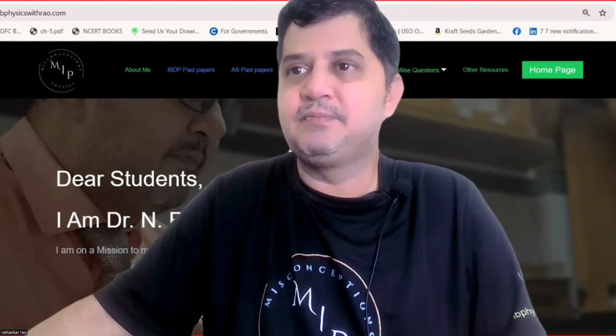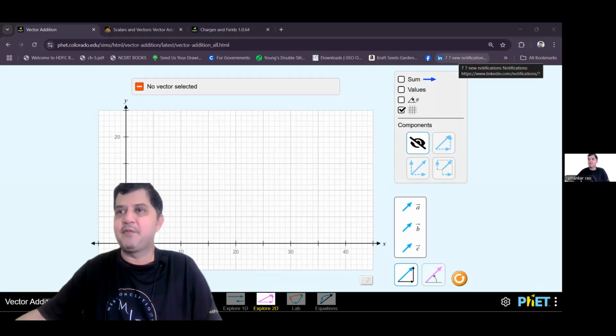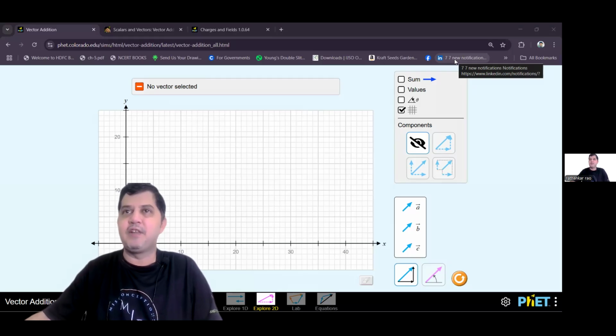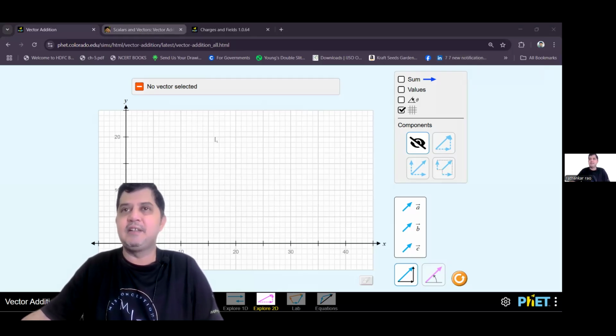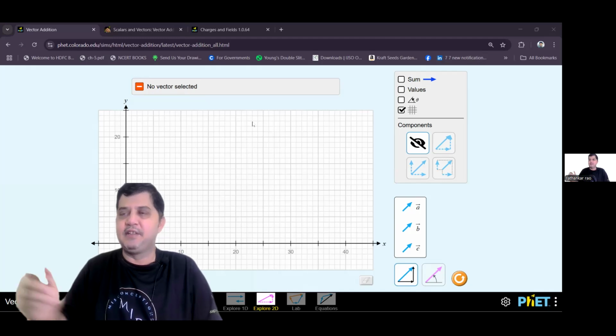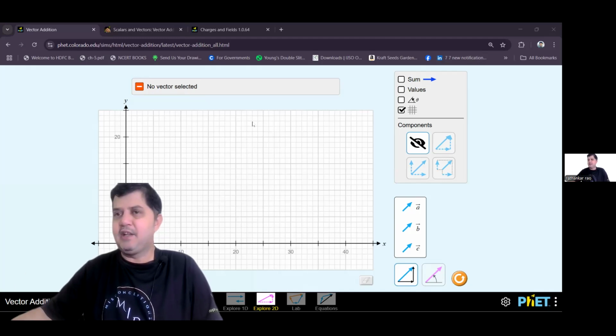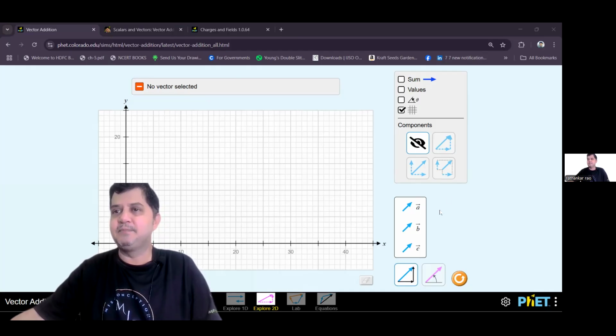Vector addition. So this is once again taken from PHET. PHET is a very good resource. I couldn't find anything apart from this. Of course, there's one more resource that I have here, and this is a good one. Let us use this now. What we can do is draw two vectors and then add them, and we can also infer many things out of it.